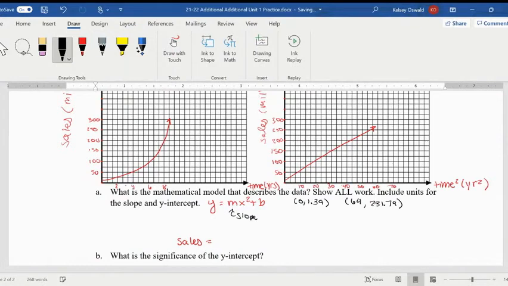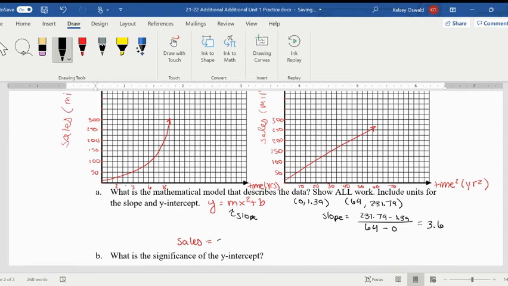Okay. So to find our slope, remember we find the difference in our y values, and then divide that by the difference in our x values. And again, make sure you use your linearized, your x squared values, not your original x values. And when we do that, we should get a slope of 3.6.